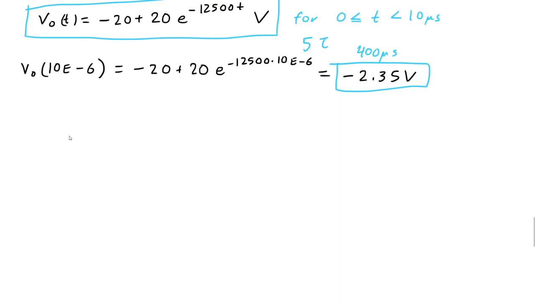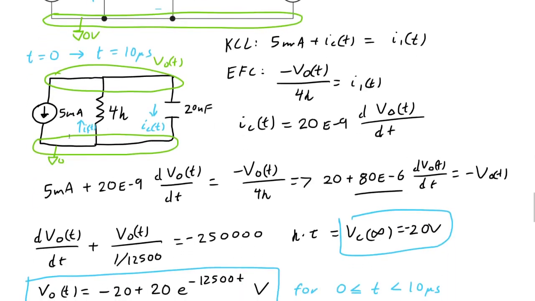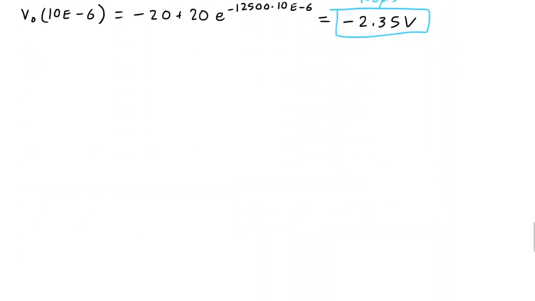So now we're going to consider the second case, which is we have this bit of circuitry connected to this part. This 16 kilo ohm resistor and everything. So I'll say for t greater than 10 microseconds to infinity. So basically, just that.